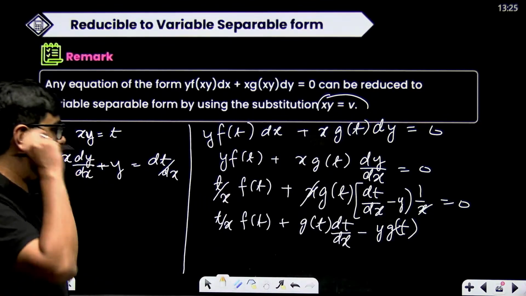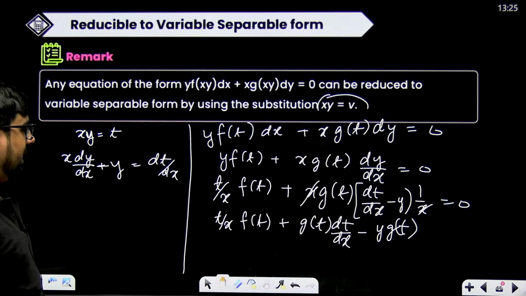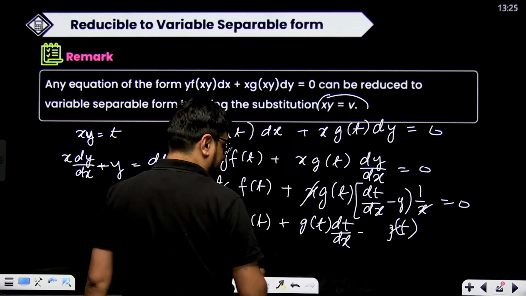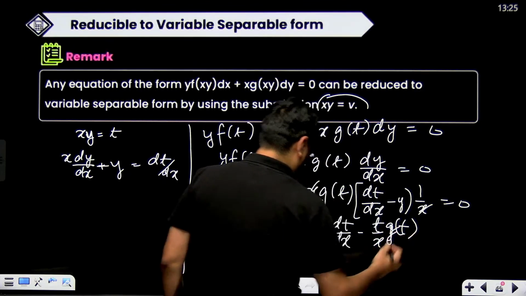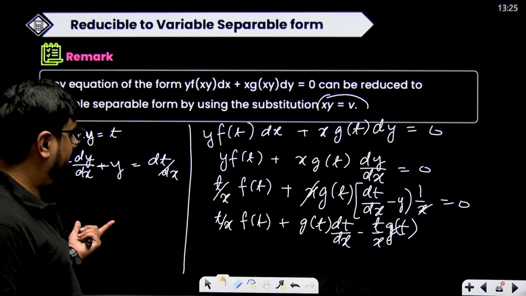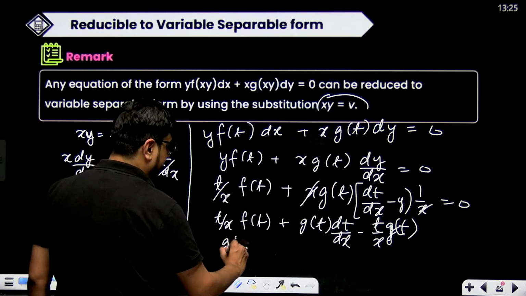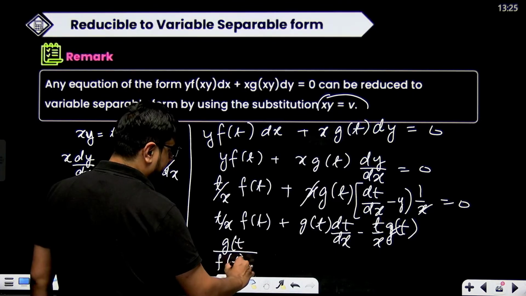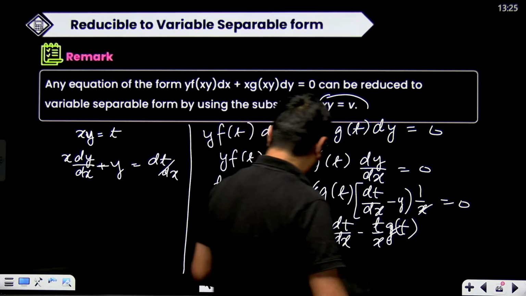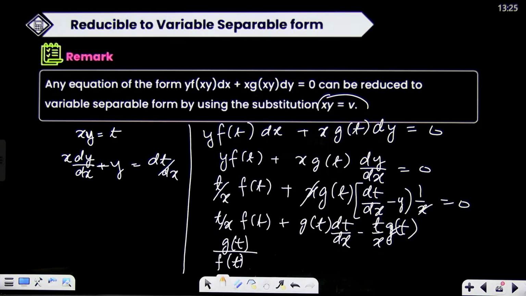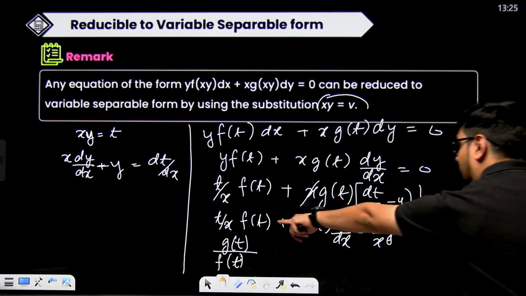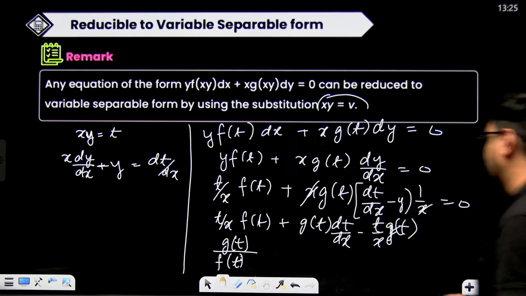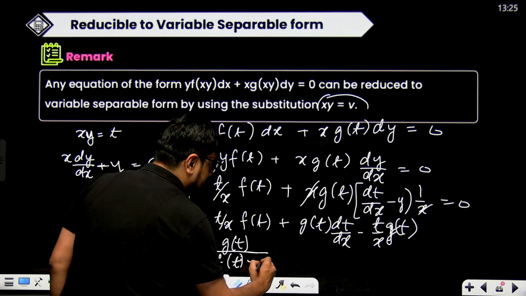Now can we take something common from here? t by x g of t. Y again will become t by x over here. Now I think we are getting variable separable form. This will simply become g of t divided by f of t. If you take common things, minus t g of t, and minus t f of t.